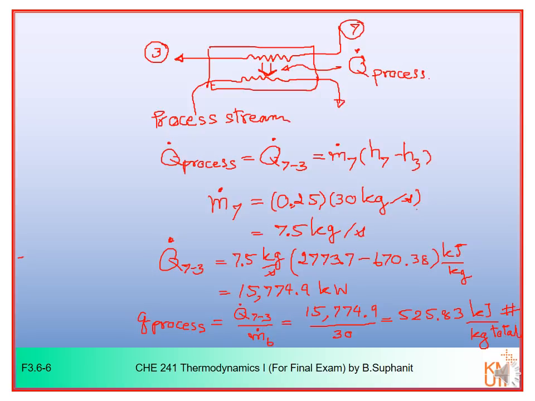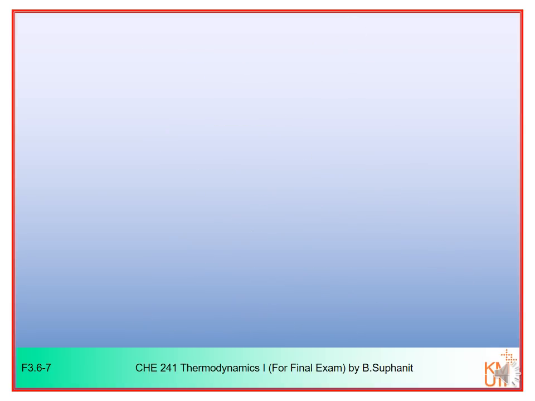Now let's move on to determine the network output. In this system you can see that the network output can be calculated from W turbine minus W pump, but you have two pumps here, so it would be minus W pump 1 and minus W pump 2. You have 2 pumps, right? So to determine W net, the rate of the power here, you have to determine each term: the turbine work, the pump work for number 1, and pump work for number 2.